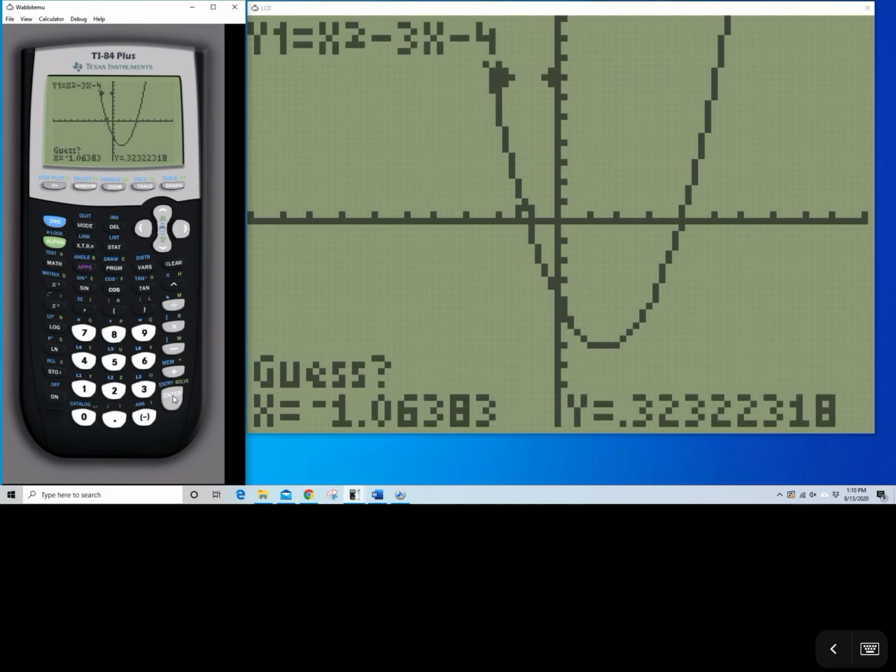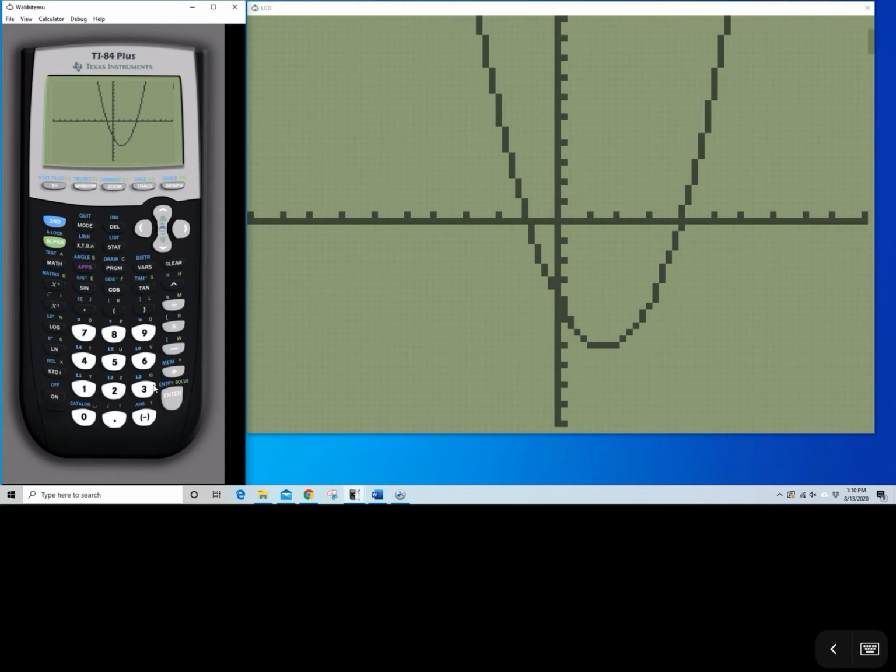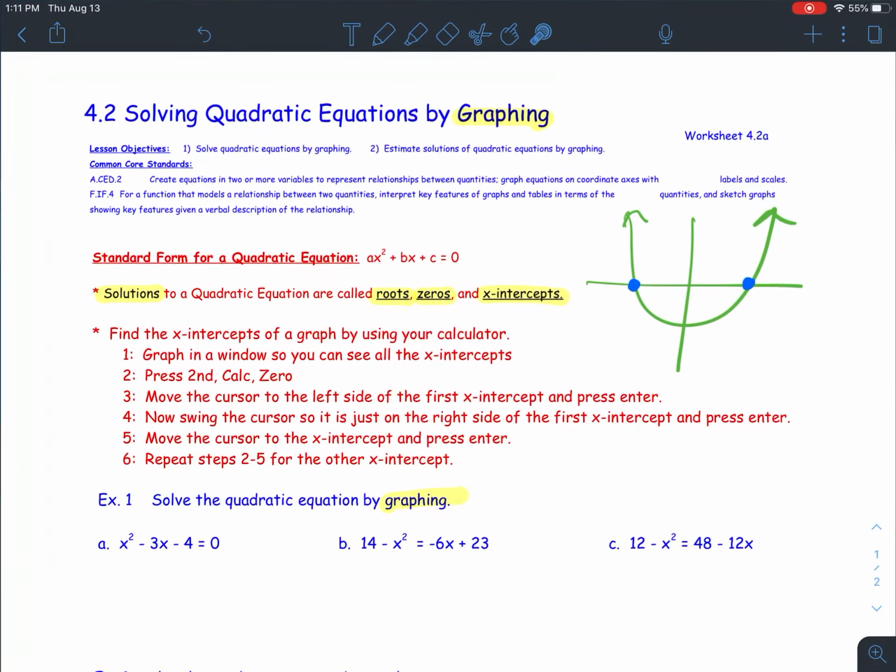Okay, step 5 says move the cursor to the x-intercept and press enter. So you're just going to drag the cursor over and try to get it as close as you can. This is fine. At the x-intercept, you're going to press enter one last time, and it should tell you right here as the x-coordinate what the x-intercept is. Sometimes this is a big long decimal. You can just round it to 2 places if it doesn't come out to a nice perfect number like this is. Okay, so that is the point -1, 0.